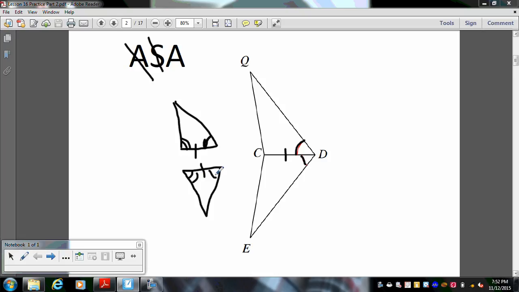Same thing here. So over on the picture, that's these two angles. And again, I'm using two swoops so I can show they're congruent to each other, but not the ones that we were looking at before. So in order to say these two triangles are congruent by angle side angle, I would also need to know that angle QCD was congruent to angle ECD. And that's my answer.